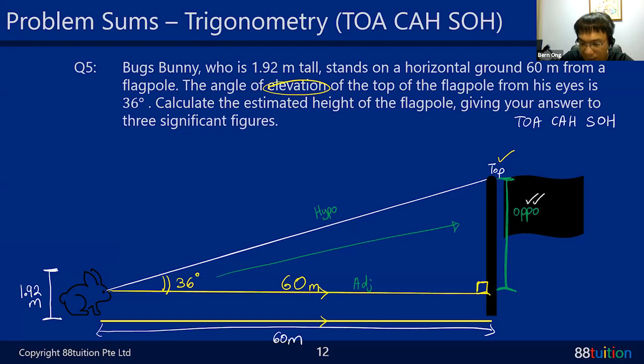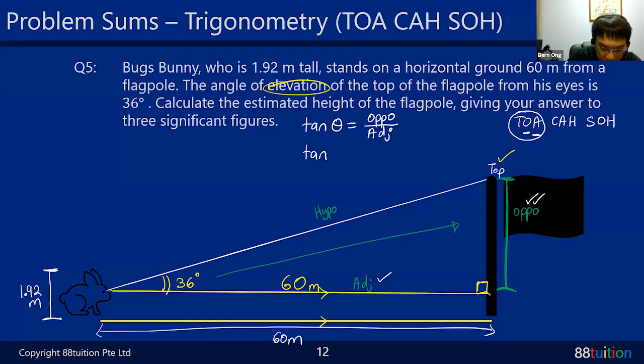So if I can find the opposite, that will lead me closer. I need opposite, I have adjacent. Which formula has opposite and adjacent inside? It's your TOA. So tangent theta is equal to opposite over adjacent. This is the general formula for TOA. Which angle are we talking about? We are talking about the 36 degree, that is the angle in focus. What is the opposite? We can call it opposite here. And the adjacent is here, 60 meter.